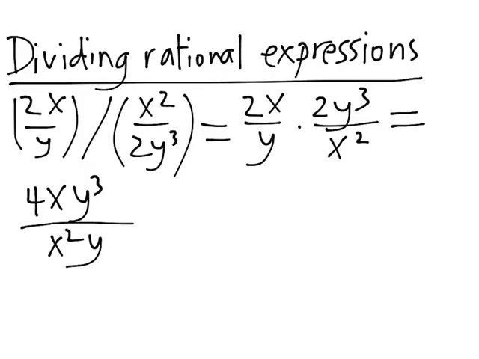Now let's simplify. We can cancel the x in the numerator with one of the x's in the denominator. So we'll have an x left over in the denominator. We'll have the 4, since there's no other numbers, and then y³ will cancel 1 y with the y in the denominator, leaving us with y² left. So we'll have 4y² over x, and that's in simplest form.